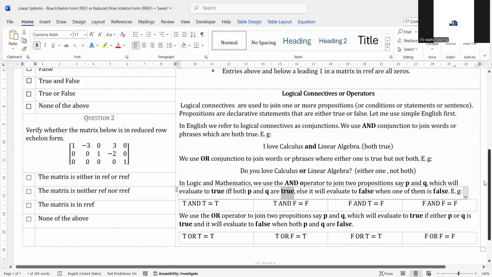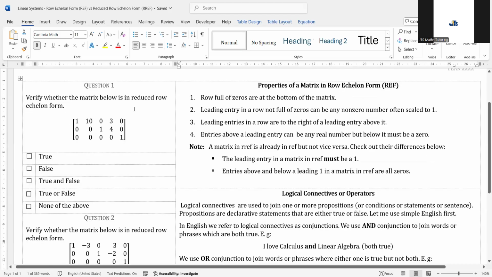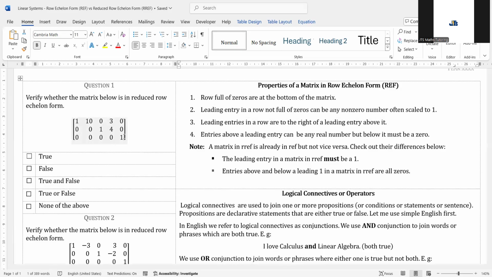Having established this, let's go back to the question. Verify whether the matrix below is in reduced row echelon form. We said a row full of zeros must be at the bottom of the matrix, which you can see right here at the bottom. Perfect, so number one is sorted. The leading entry in a nonzero row can be any non-zero number. I can see here that the leading entries are a 1 here, a 1 here, and a 1 right here. So obviously that's going to make it in reduced row echelon form.